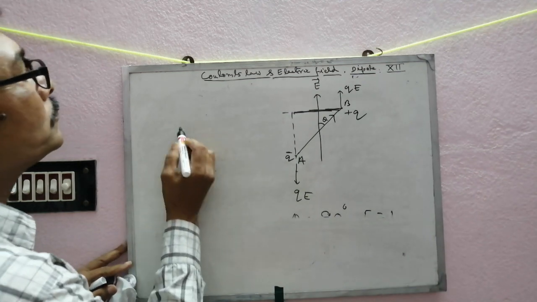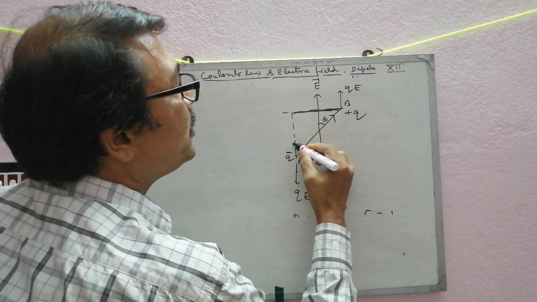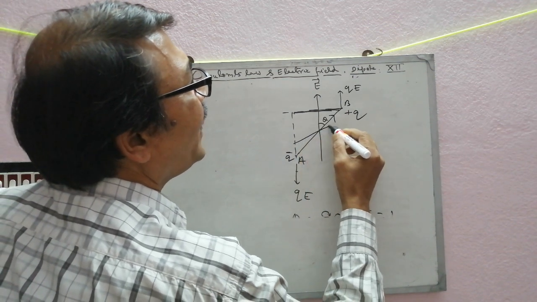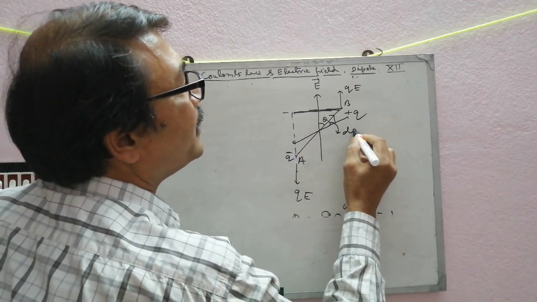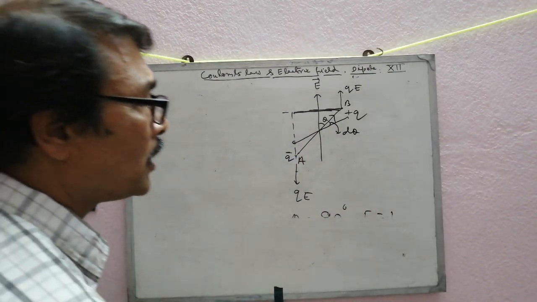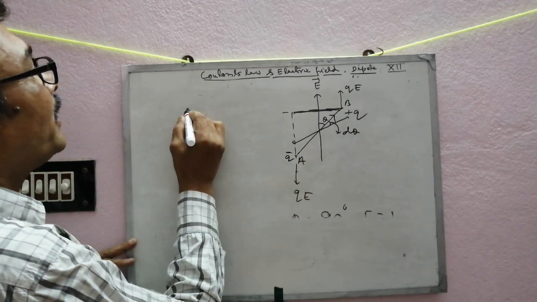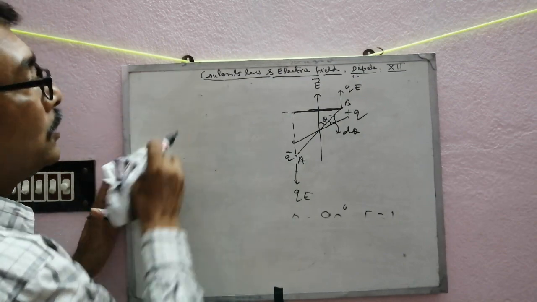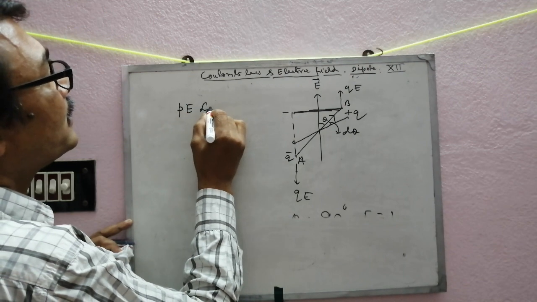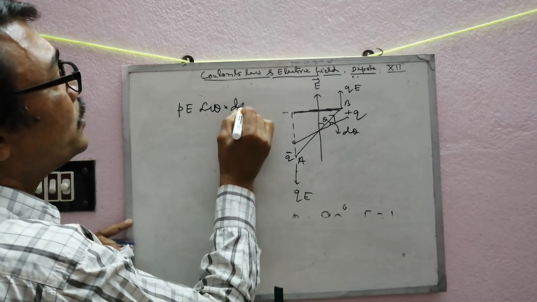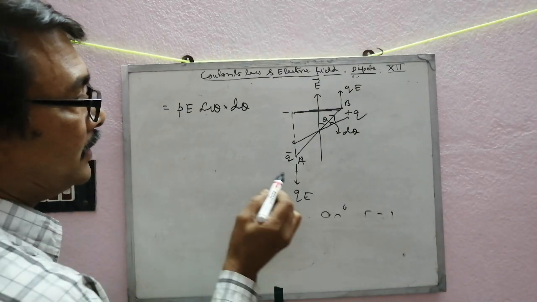Now, suppose this dipole is slightly displaced with an angle d theta. So extra work is to be done. We know the work done on the dipole with dipole moment P in field E is PE sin theta into d theta. This is the work done, PE sin theta d theta.